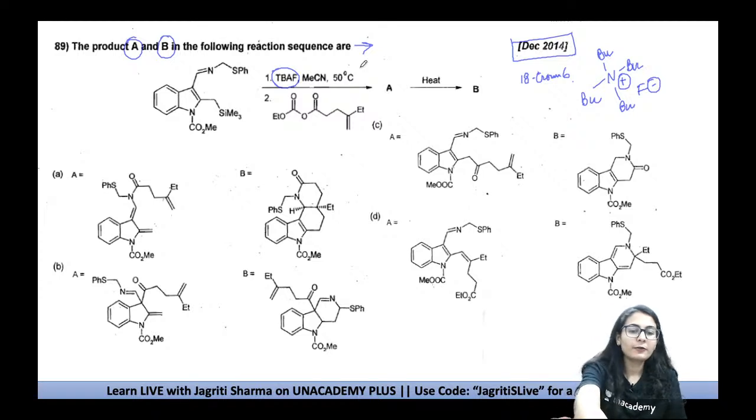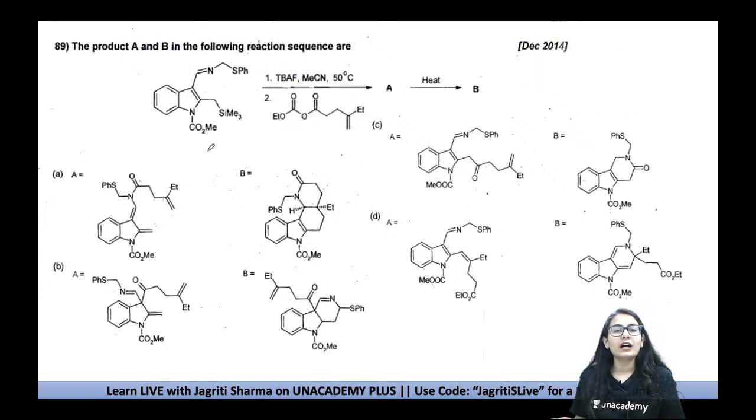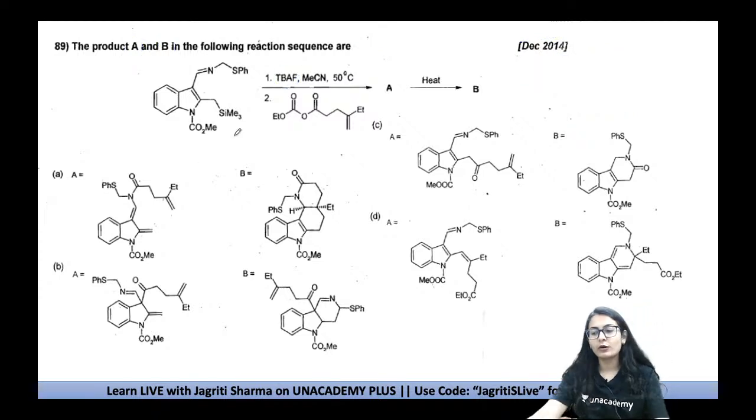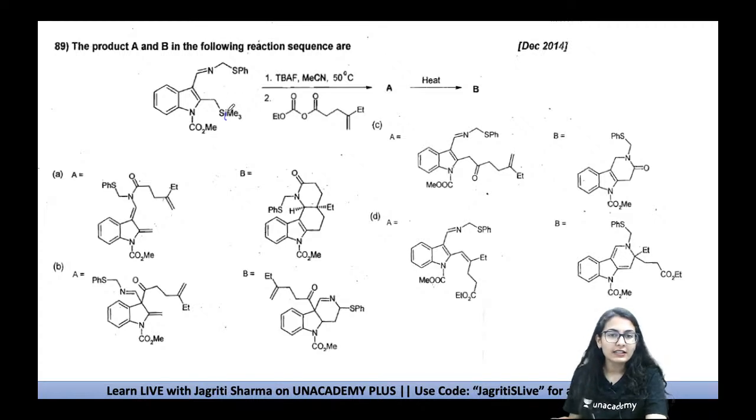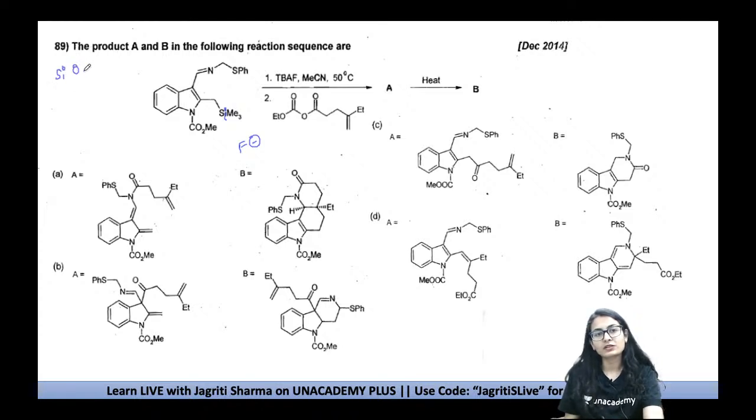Now what are we able to observe from this reaction is that first of all we are having the silicon. Do you see that there is a silicon group over here? And you know already, we have seen this a lot of times in the Peterson reaction and so on, that silicon has a huge affinity for oxygen and fluorine.